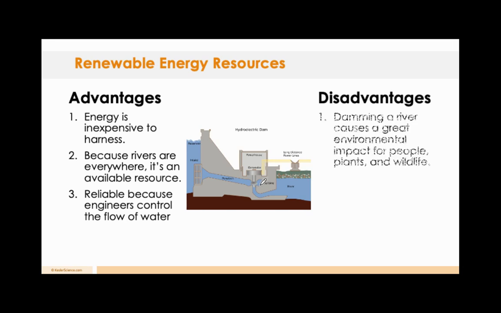Some disadvantages, however. Damming a river causes great environmental impact for people, plants, and wildlife. One thing that they actually are concerned with these dams is salmon. Salmon have to be able to swim upstream in order to spawn. Well, they come here, they can't go through this turbine right in here, so they've got to figure out a way to get the salmon up and over into the reservoir so that they can continue up their journey. That's something that we have to deal with.